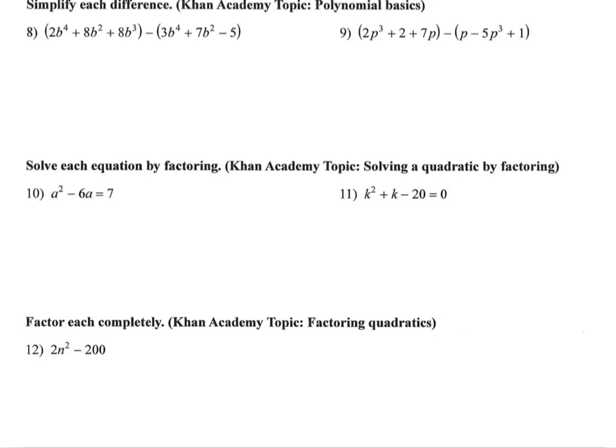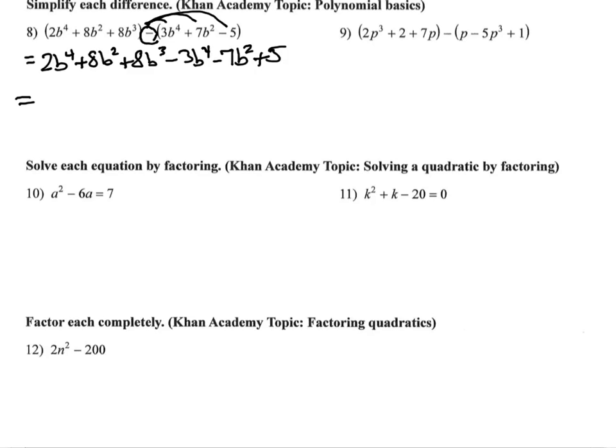Number 8, we're going to combine like terms. The thing we need to watch out for is that negative. So the first thing I'm going to do is distribute that negative to each term. So I'm just going to rewrite everything without using parentheses. So it's 2b to the 4th plus 8b squared plus 8b cubed minus 3b to the 4th minus 7b squared plus 5. And now we're just going to simply combine like terms.